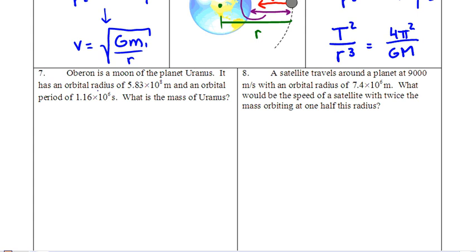Okay, that's good, right? Look, orbital radius. You don't have to add anything. That's good. Orbital radius, 5.83 × 10^8, great. And an orbital period, fantastic. And you're asked for the mass of the planet in the center that it's going around, the mass of Uranus.